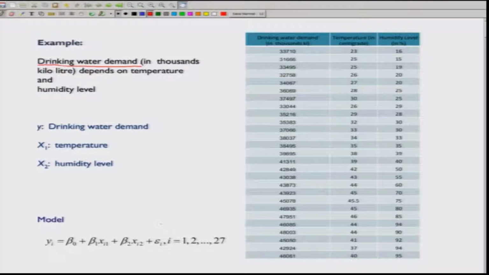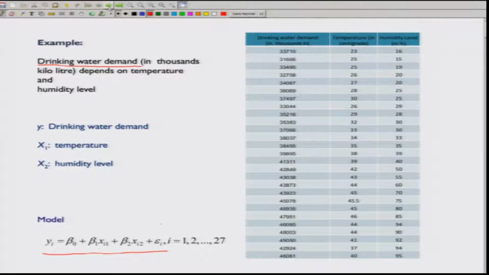So the model in which we are interested now here is y is equal to beta 0 plus beta 1 x1 plus beta 2 x2 plus epsilon, and we have got 27 observations. So I can express the model as yi is equal to beta 0 plus beta 1 xi1 plus beta 2 xi2 plus epsilon i.